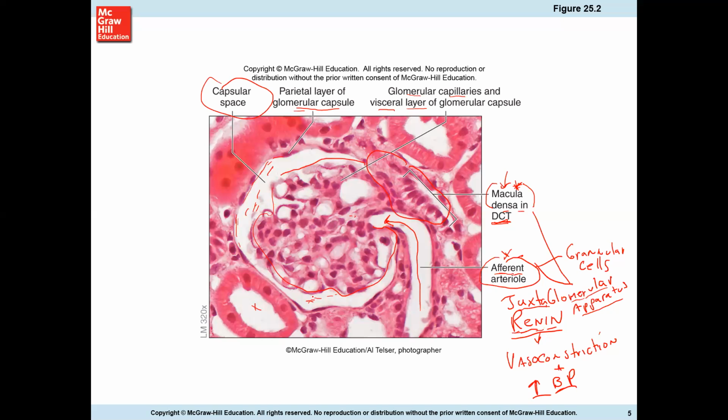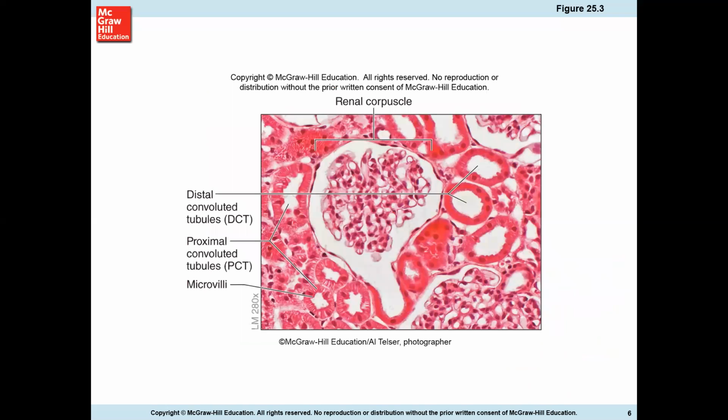Once you see this a few times, you'll know that this is the glomerulus, this is the renal corpuscle. But thick cuboidal cells here is the DCT macula densa. And you'll see the animation, which shows the urine production and blood flow. So now you can see the PCT in here. So again, I'm not 100% sure, but looking at this looks like the PCT right here.